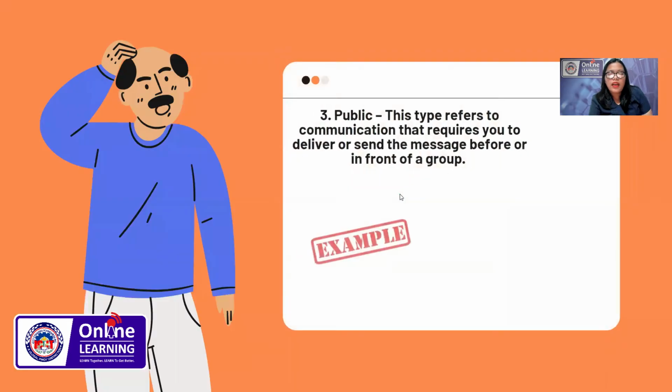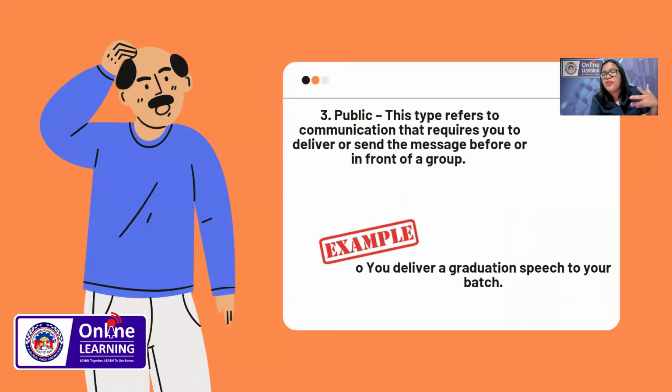Next, we also have the public. This type of communication refers to the person who is talking in public. For example, you're talking in front of many people. You are delivering your graduation speech to your batch. Or for example, you are a host, talking with more people, entertaining more people.